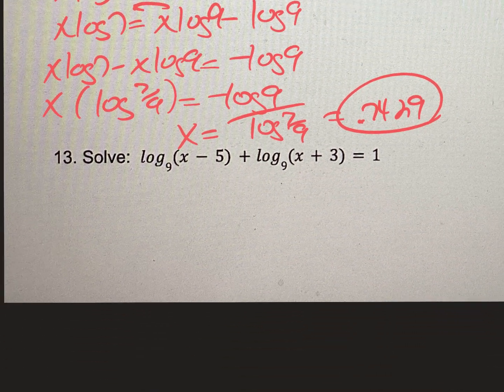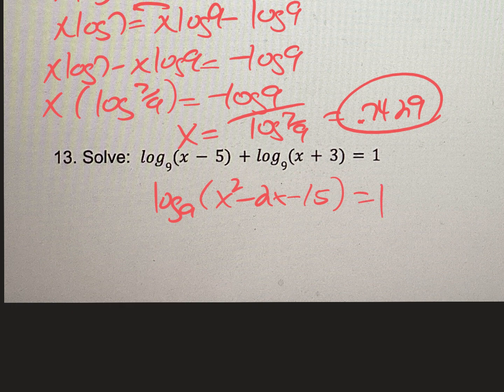Number 13, last one. Log equation. It's got addition in it, which means I'm going to multiply. A lot of logs in this test. So if I multiply, I'm doing FOIL. x squared minus 2x minus 15. When I do FOIL, equals 1. And again, I got 1 log. So I'm doing the base to that power equals that. 9 to the first power is 9 equals x squared minus 15. That's what takes care of your log.